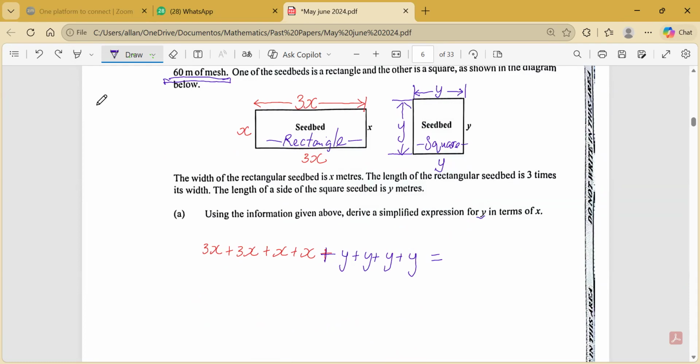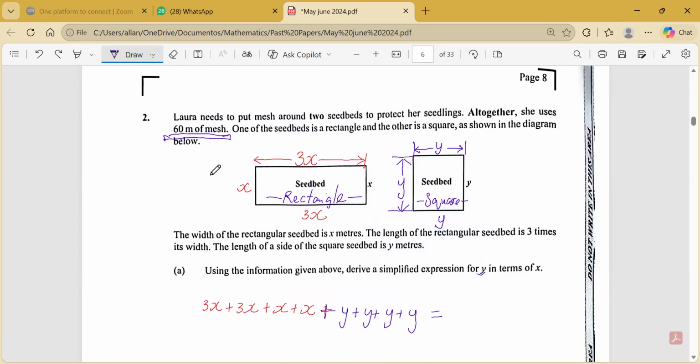Read on top again. Read on top. Sienna, all this is equal to what? 3x plus 3x plus x. Yes? It will be equal to 60. It will be equal to 60, he's saying. Sienna, is that correct? Yes, sir. Yes, it's equal to 60.